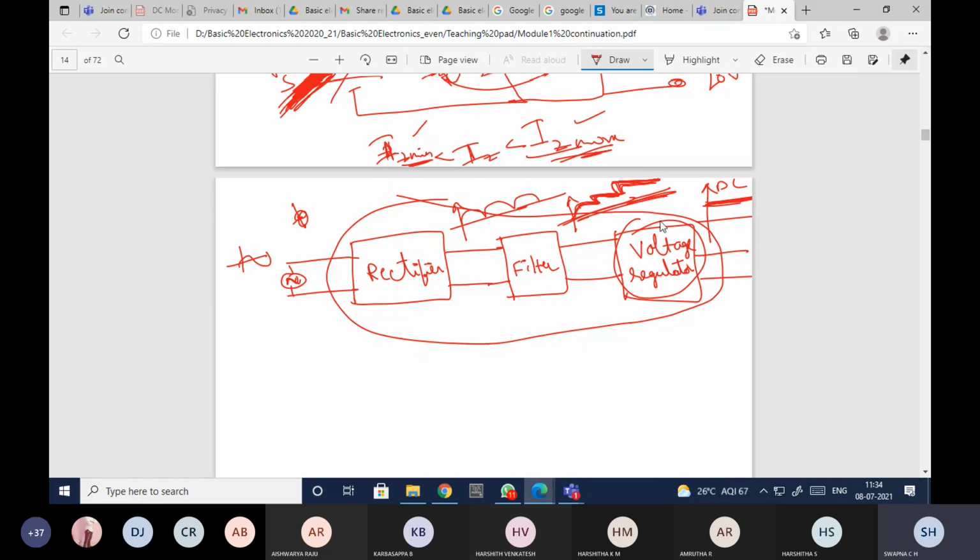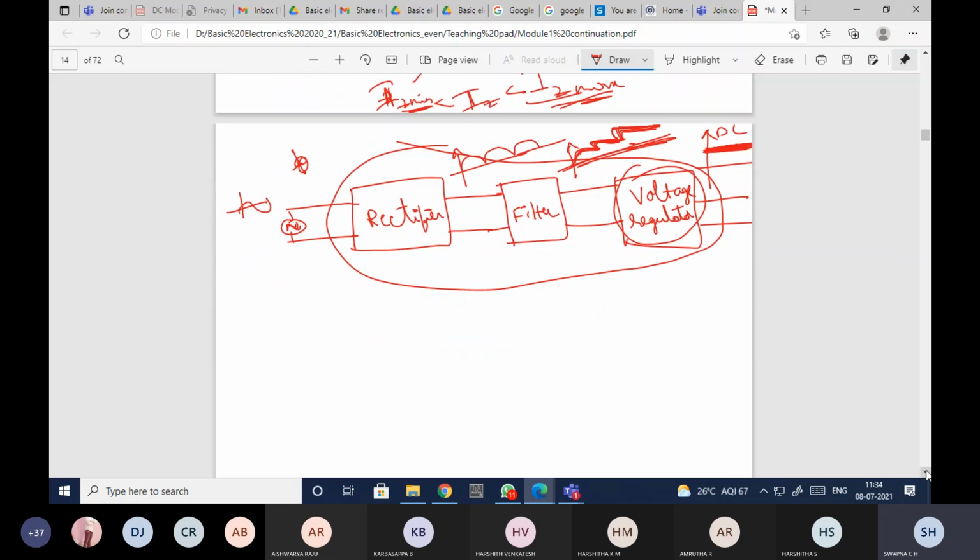So here I'm just saying that this voltage regulator is stabilizing the voltage. In the sense, it is providing some constant output DC voltage. But how much DC voltage does it have to provide? That depends on the ICs that you are using. Based on the IC you are using, my DC output voltage will be decided.